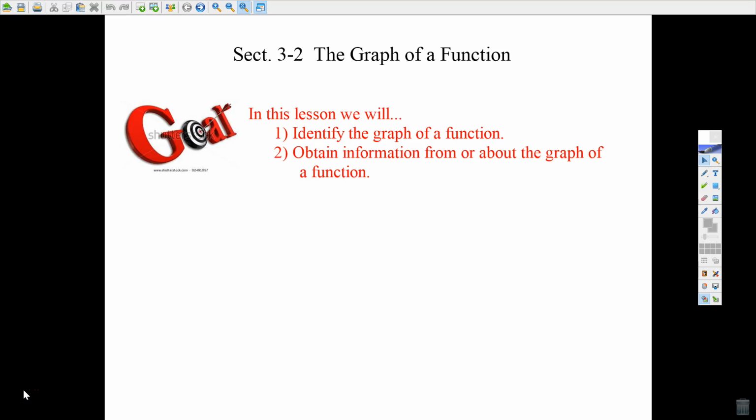In section 3.2, as you can see, we are going to be talking about the graph of a function. There are two big takeaways from this lesson. I want you to be able to identify the graph of a function, and then we're going to be looking at functions and pulling out information from and about the graph. So that's really where we're going to begin with our first example.